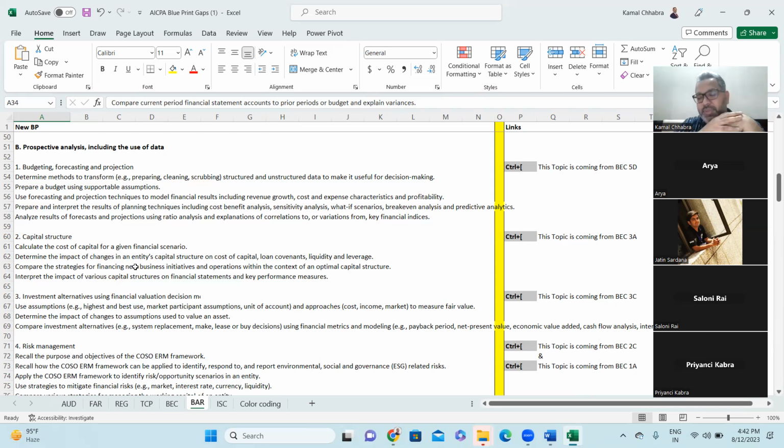So we'll be studying all these things: the flexible budget, fixed budget, master budget, purchase budget, sales budget, payroll budget, engagement budget. All those things we'll be studying in this budgeting and forecasting. Do you know what is forecasting?